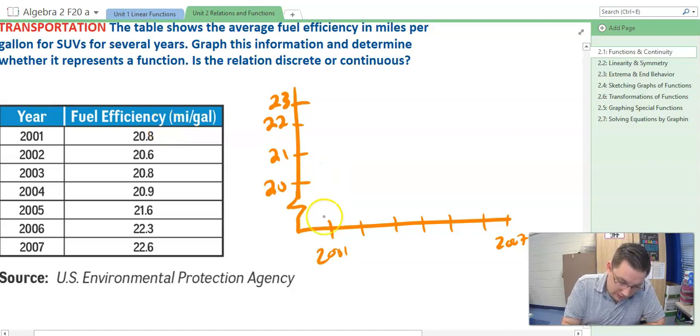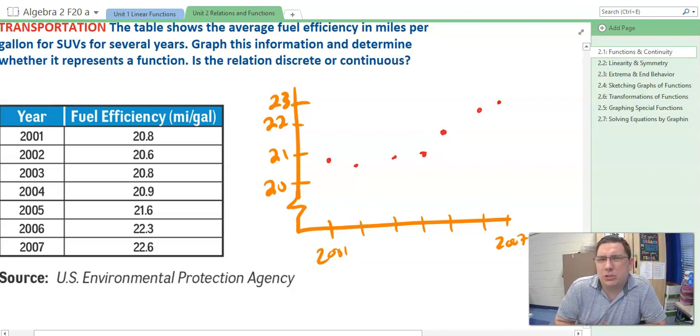So 20.8 in 2001, 20.6 in 2002, 20.8 in 2003, 20.9 in 2004, 21.6 in 2005, 22.3 in 2006, and 22.6 in 2007.